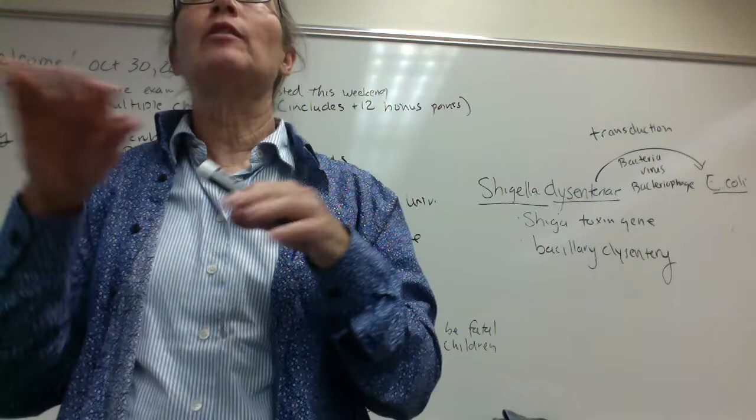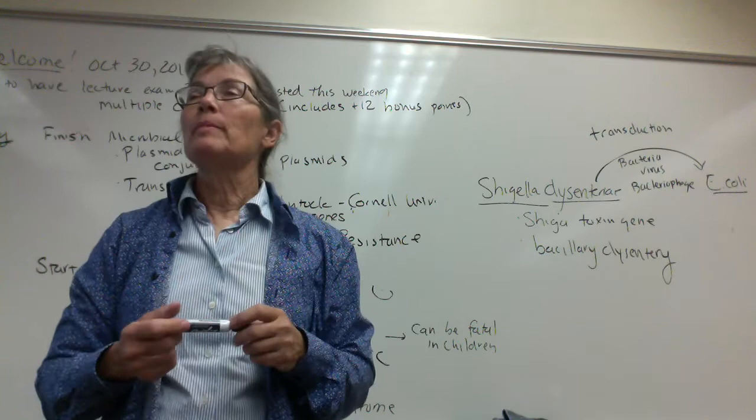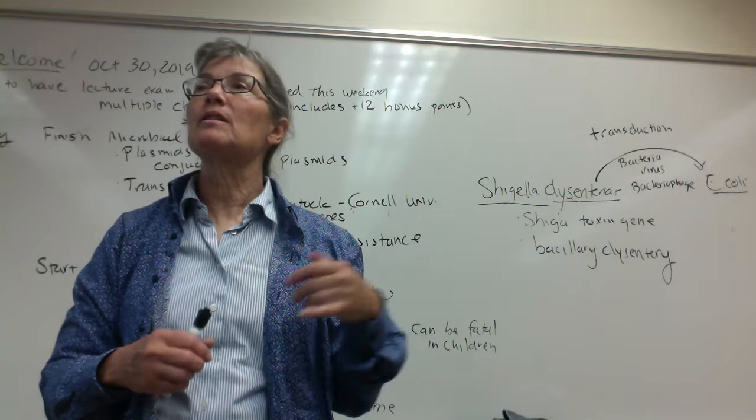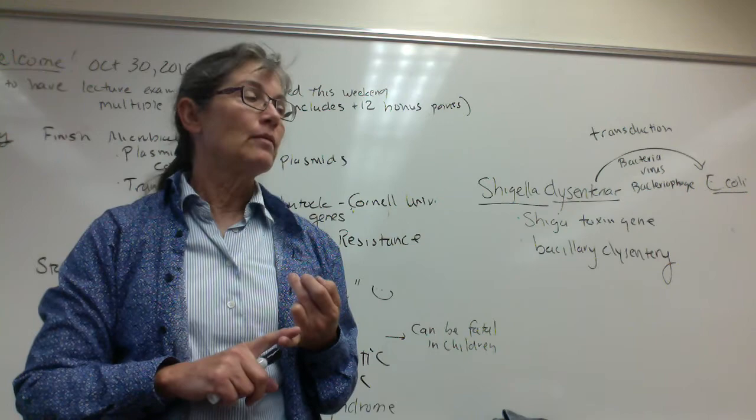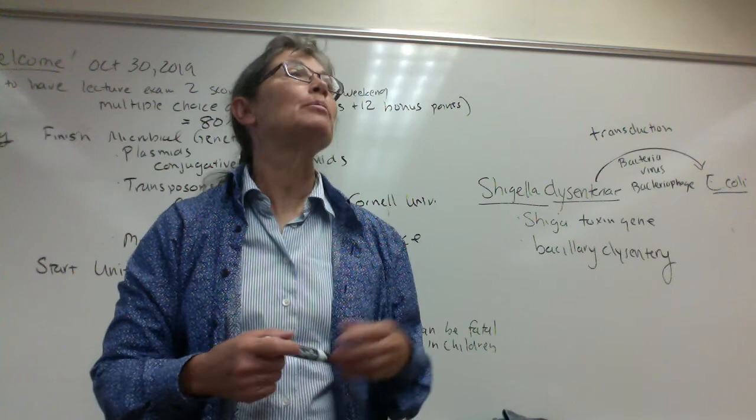So you guys, this is just an example of why we worry about horizontal gene transfer, especially amongst our pathogens of medical importance, right? This is a way for them to share virulence genes, to share toxin genes. It's a way for them to share antibiotic resistance genes, right? So really an important application in the real world.